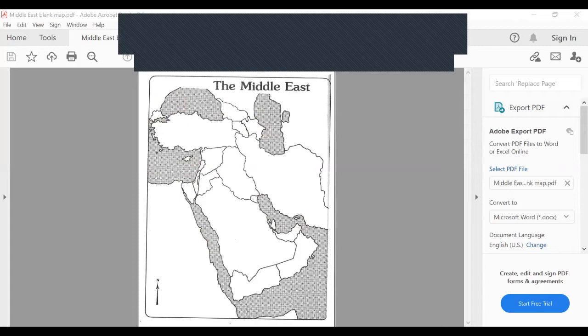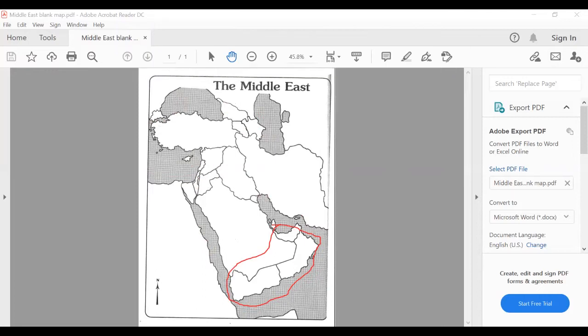But today we're going to look at these three right here. Okay. We're going to look at Yemen. We're going to look at Oman. Yeah, it's just like Oman, but we pronounce it Oman. And we're going to look at the UAE, which stands for United Arab Emirates, right here. United Arab Emirates, super rich country. Okay, so those are the three we're looking at today: Yemen, Oman, United Arab Emirates.